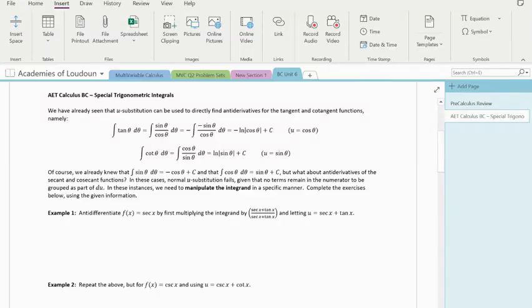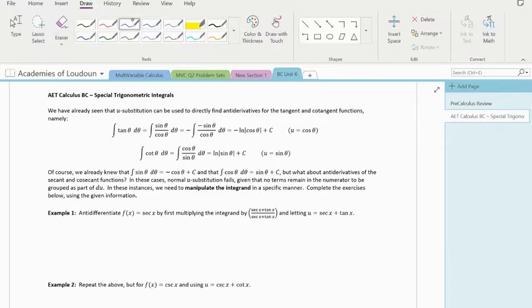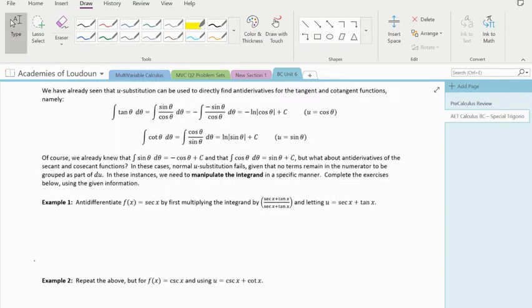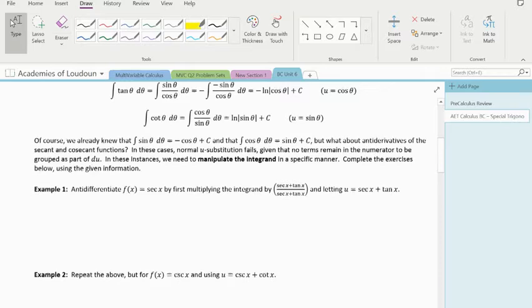Okay, so this is Unit 6 and special trig integrals. We have already seen that u substitution can be used to find the antiderivatives for tangent of theta or for cotangent of theta as shown. And we already know that the antiderivative of sine of theta is negative cosine and that the antiderivative of cosine is sine. But to find the antiderivatives of secant and cosecant, normal u substitution will fail. So we need to manipulate the integrand in order to make this work.